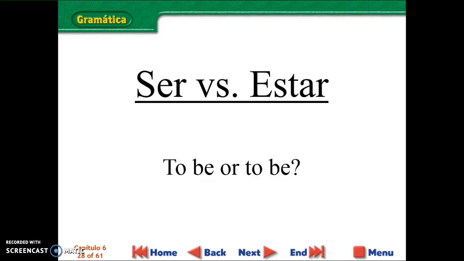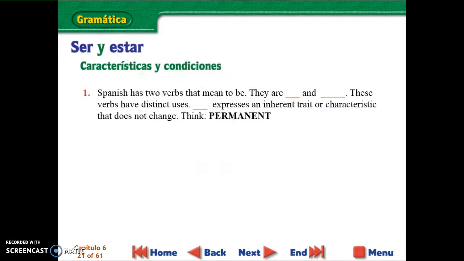Okay, clase. So for este video, we are going to hablar sobre ser versus estar. Now, they both mean to be. So how do you know when to use which verb? That's what we're going to talk about for this. It may be a little confusing at first, but I believe in y'all. Y'all got this. And we're going to discuss this more in class as well.